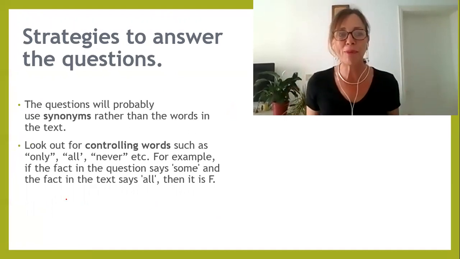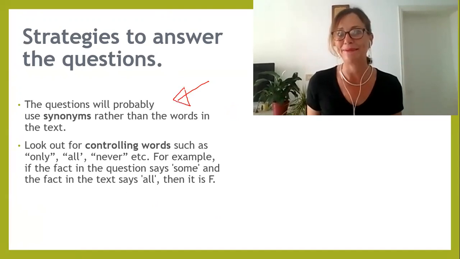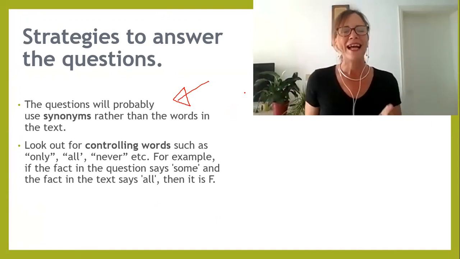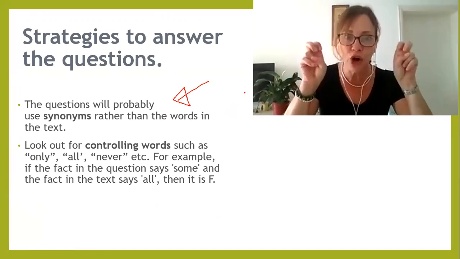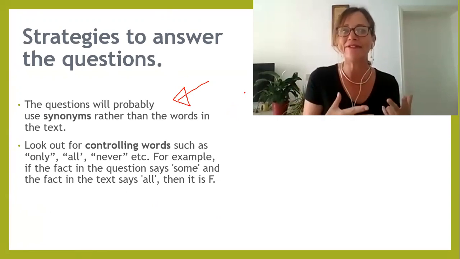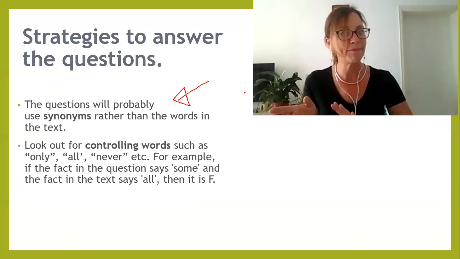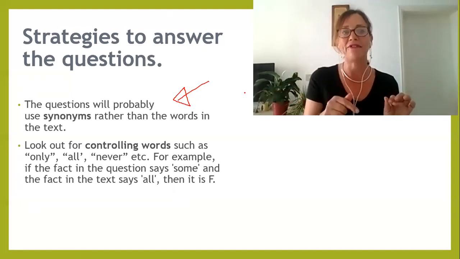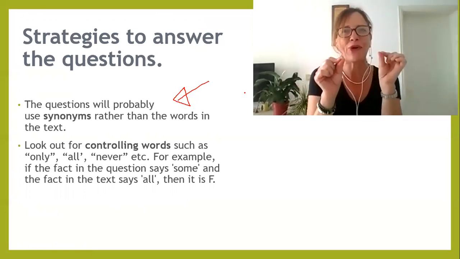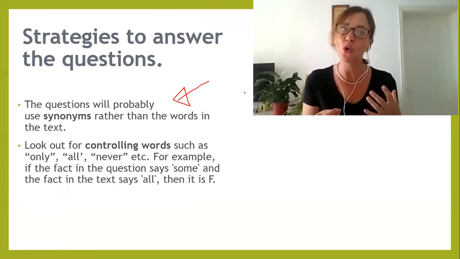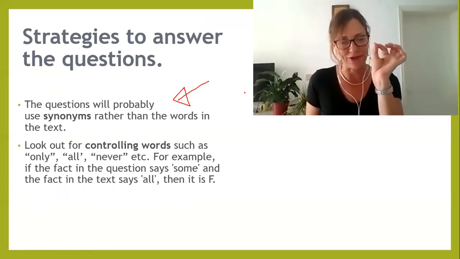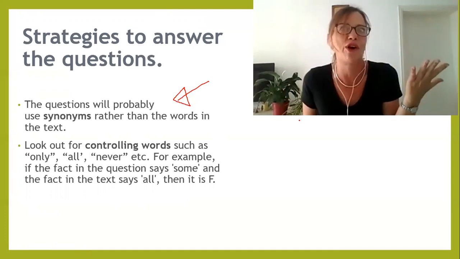Okay, a couple more strategies. The questions will probably use synonyms. Good old synonyms. They will not usually use the exact words that you saw in the text. And the other thing is, look out for controlling words such as only, all, never. For example, if the fact in the question says some and the fact in the text says all, then it's definitely false. Those controlling words are often there to make sure that you can scan the text, but that you are also quite accurate, that you get the right answer. You don't scan it and get the wrong idea for the text.